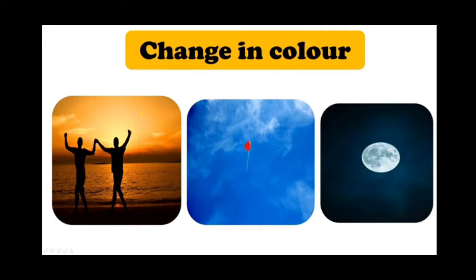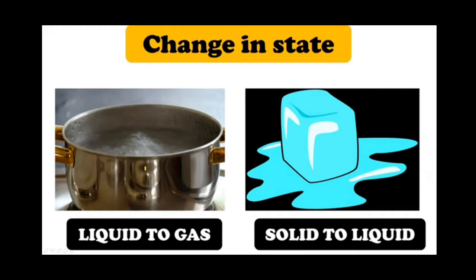All right, now we see change in color. During sunset or sunrise, the color of the sky is yellowish, as you can see in the first picture. Whereas the sky appears blue during the day and it is clear. At night, the sky appears dark. So what kind of change is this which you observe on a daily basis? It is the change in color.